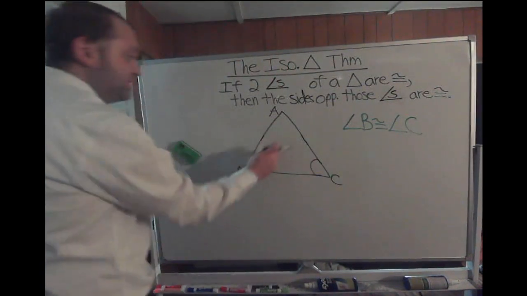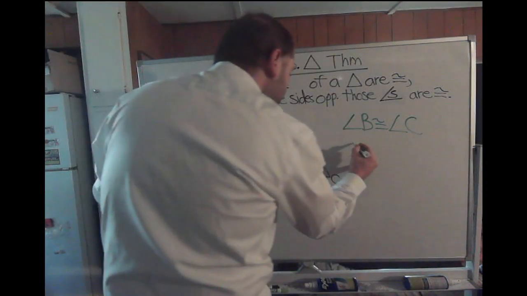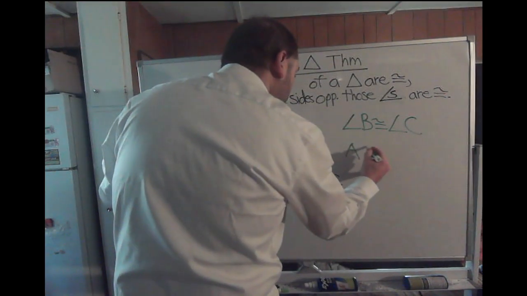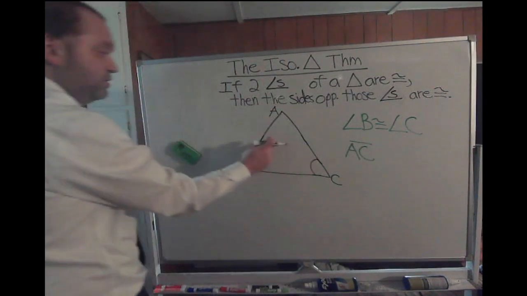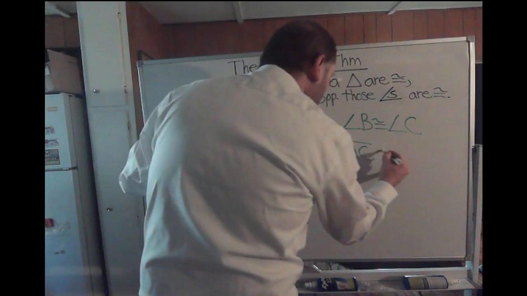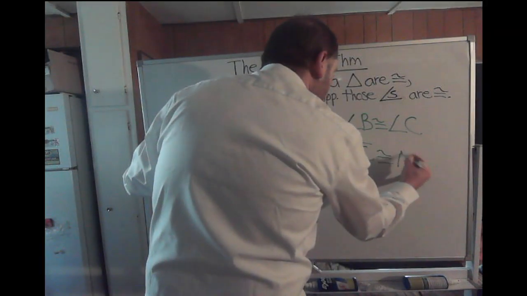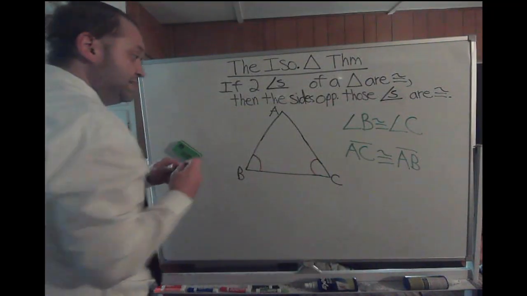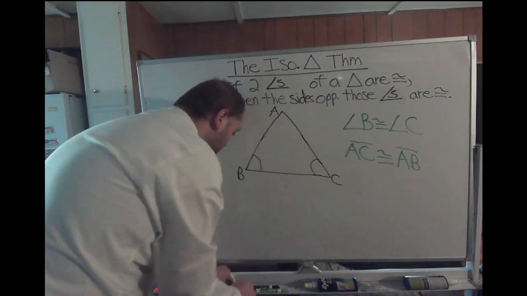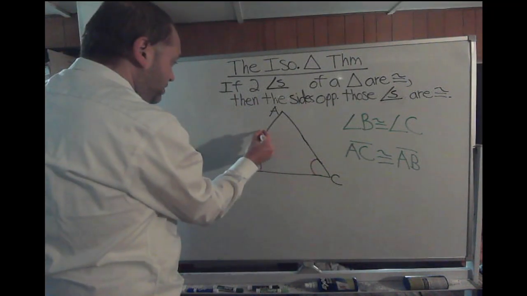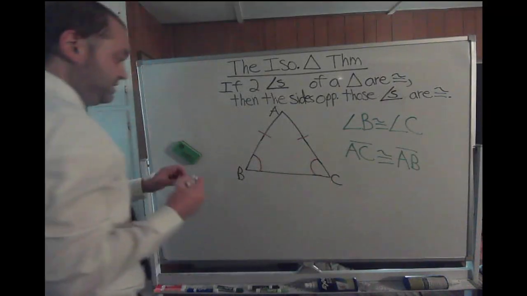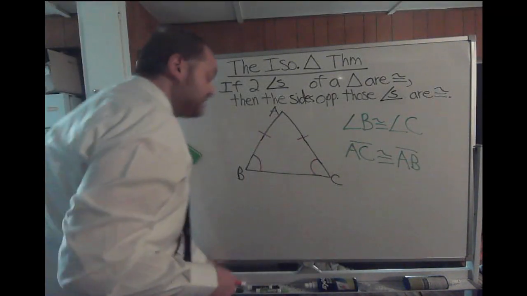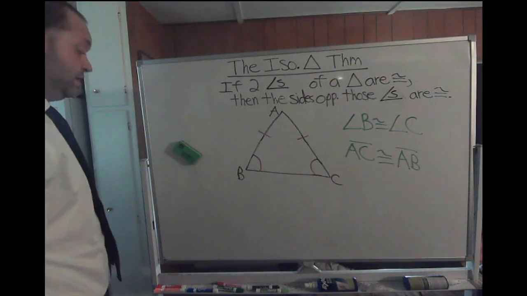Well, the side opposite angle B, that's side AC. The side opposite angle C is side AB. So by the isosceles triangle theorem, we can then deduce that AC is congruent to AB. So I'll put the congruency markers back now on this, and we have our isosceles triangle.